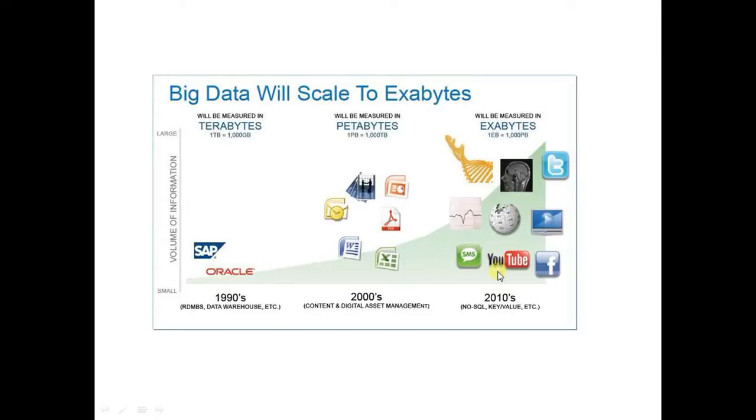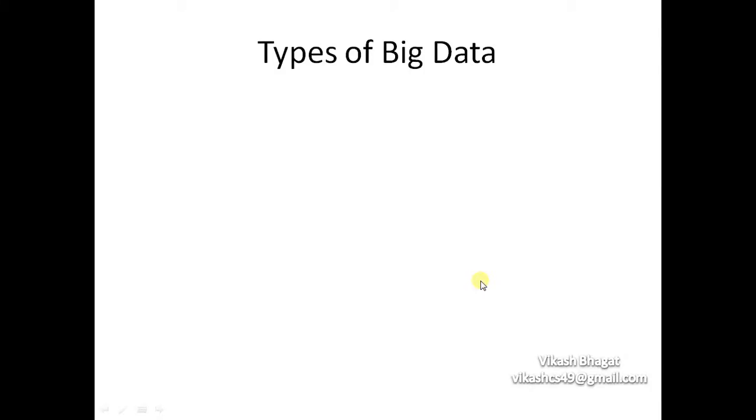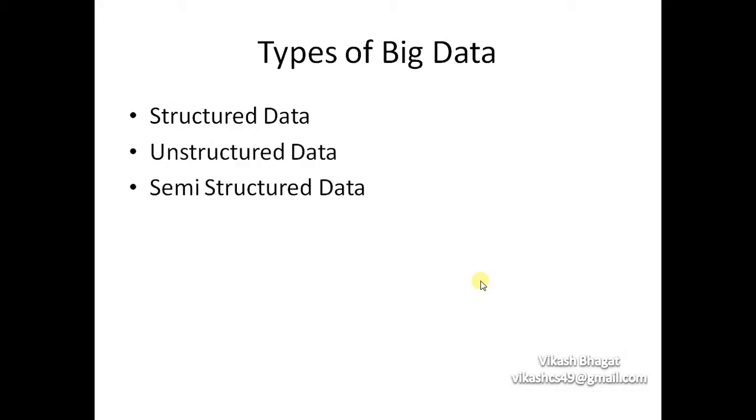And due to this data growth, traditional technologies started facing problems, mainly in storing and processing all that data. So big data is defined into three types: structured data, unstructured data, and semi-structured data.